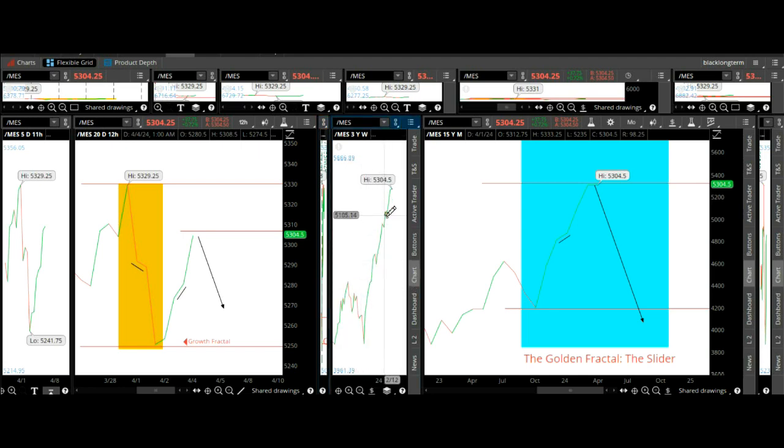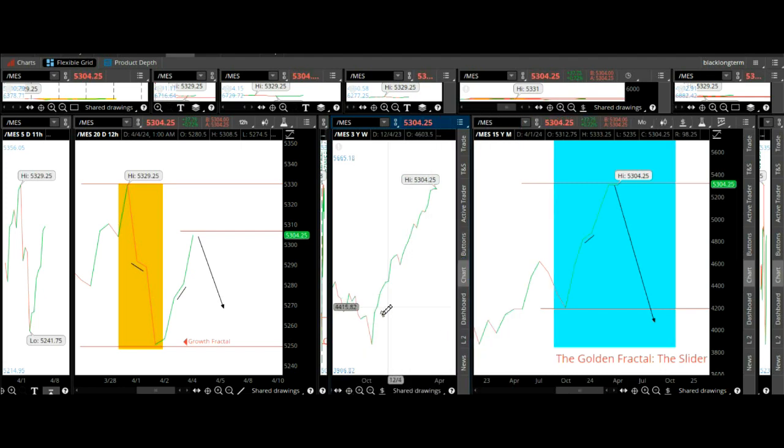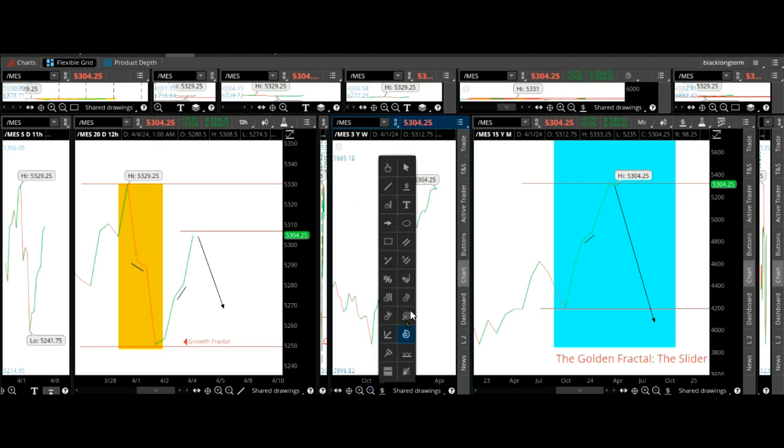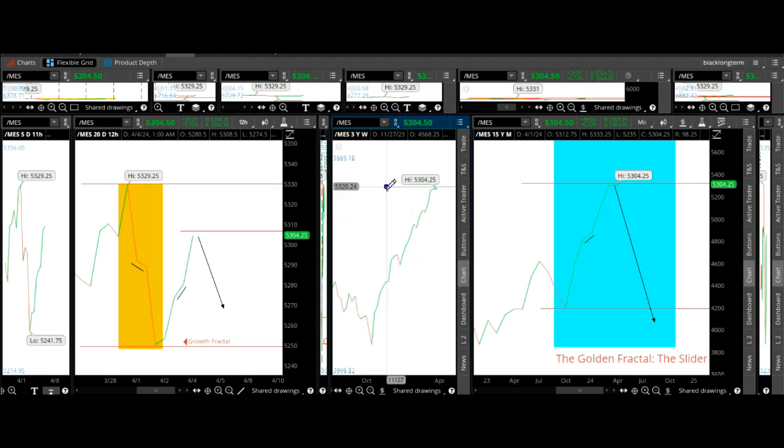Now, on a weekly, that's kind of tough there. We're looking at a semi-quasi fractal here. 1, 2, 3, 4, 5, 6, 7. Again, that is indicating the top here. Okay? So we have a probable top on a monthly time frame, a probable top on a weekly time frame, and a very, very high probability top on a 12-hour time frame if we remain here.